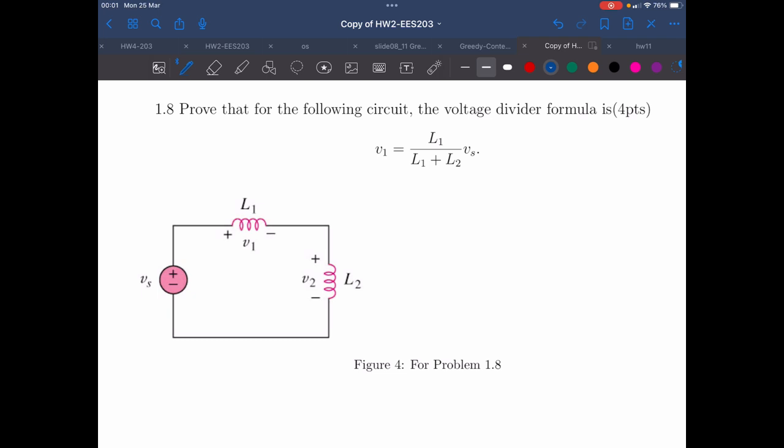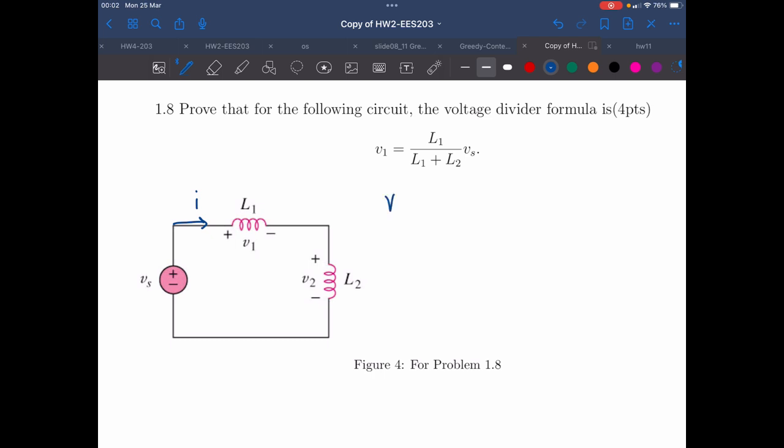Question 1.8. We have to prove the voltage divider formula from this following circuit. So this circuit is in series. So let me write this clearly. You can see that there is a current I flowing through this circuit. Now, first step, we have to know the relation between the voltage at the inductor and the amount of the current that has flown through that inductor at the specific time. So we could write this as an equation.